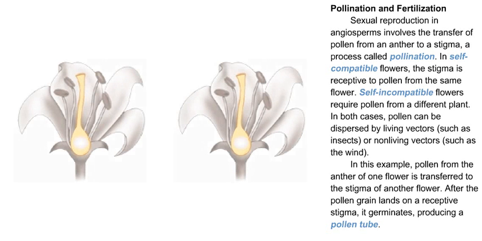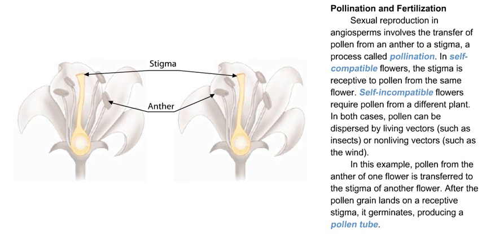Sexual reproduction in angiosperms involves the transfer of pollen from an anther to a stigma, a process called pollination. In self-compatible flowers, the stigma is receptive to pollen from the same flower. Self-incompatible flowers require pollen from a different plant. In both cases, pollen can be dispersed by living vectors, such as insects, or non-living vectors, such as the wind.